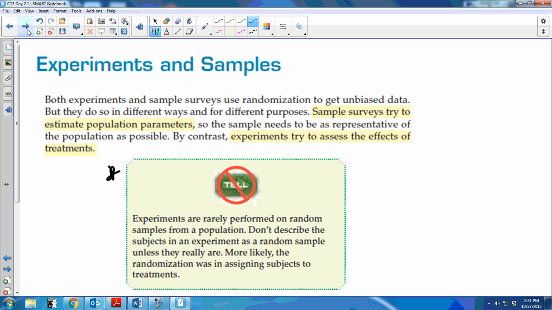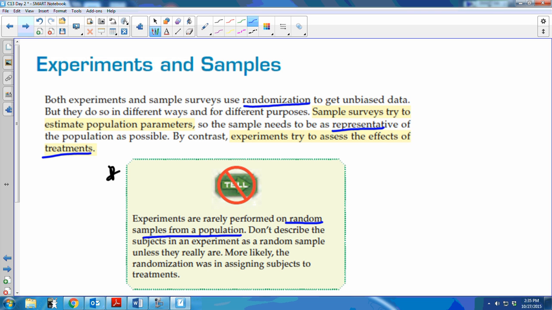All right. Here's a quick caution. Experiments and samples use randomization, okay? But we have different reasons for doing things. Sample surveys try to estimate population parameters. So you want a representative sample in a survey. But experiments are trying to assess the effects of treatments. So experiments aren't performed on random samples of the population. You don't have a representative sample in an experiment.